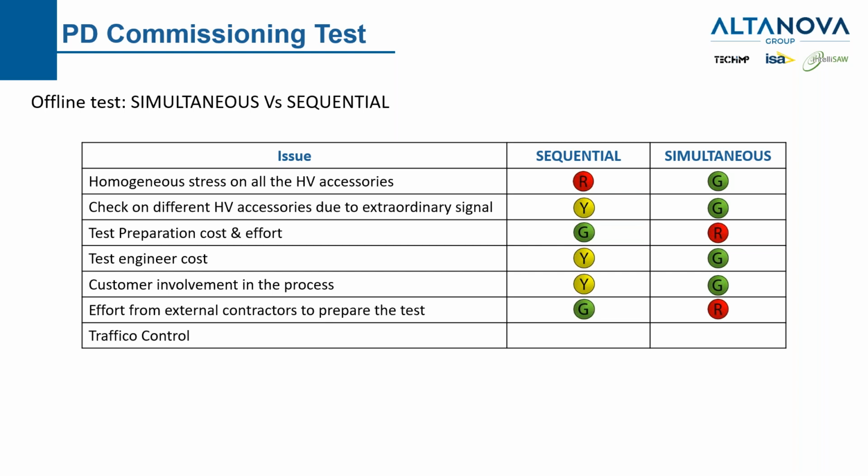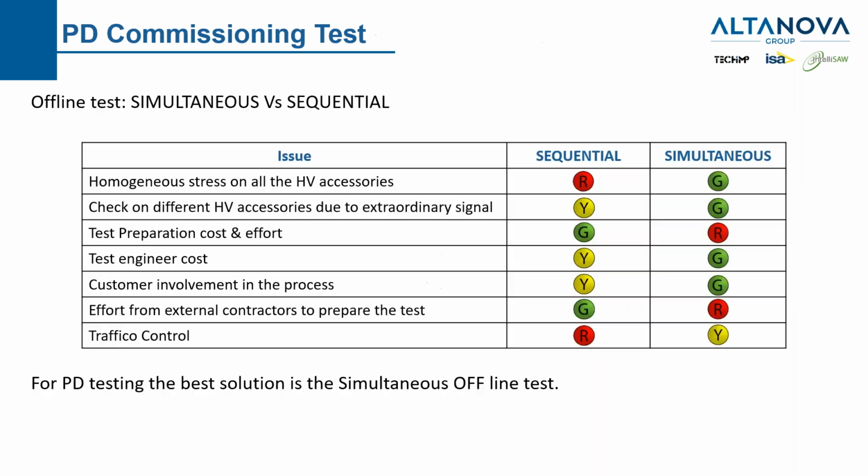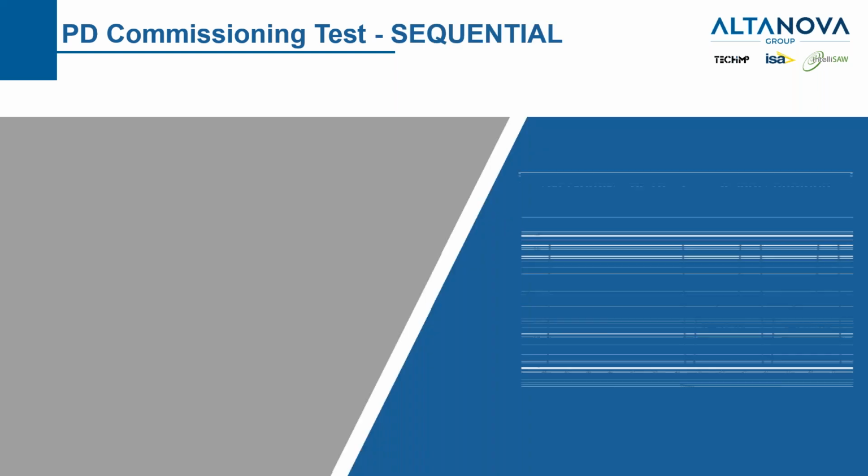But at the same time, the contractors have to put some effort into preparing this. And the traffic control, as I told you, will be much easier for simultaneous tests compared to sequential. For us, the best solution is the simultaneous one from the diagnostic point of view, because we give the testing engineer the chance to control everything at the same time, without moving up and down the circuit and without losing time moving from one place to another.